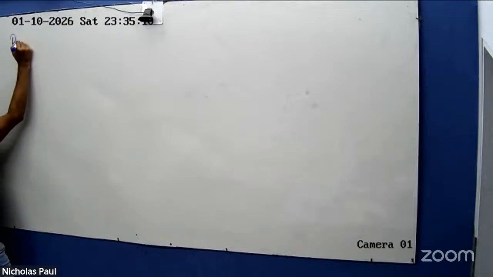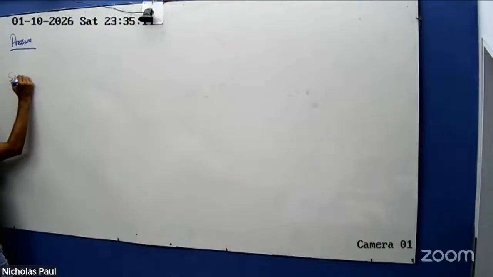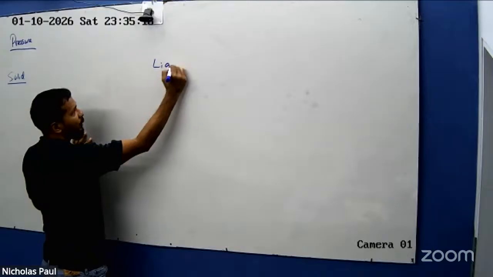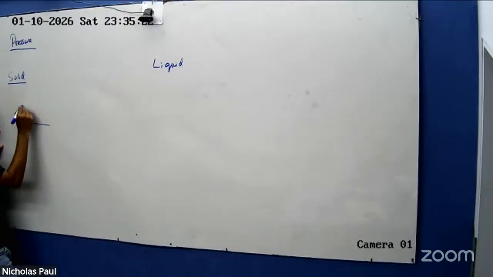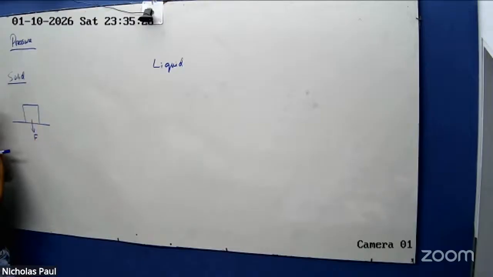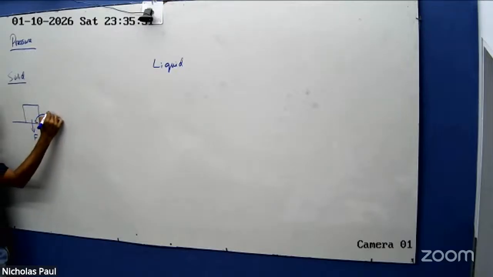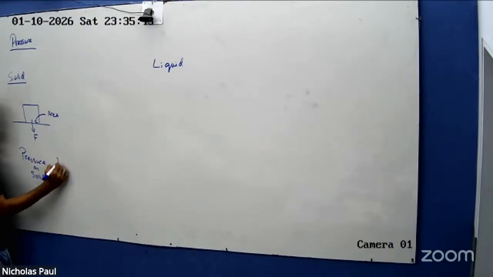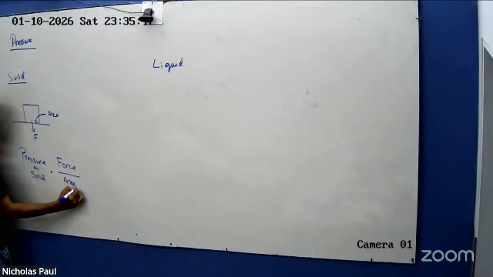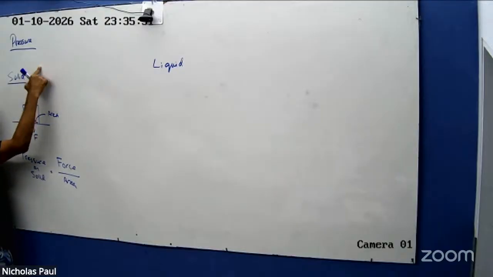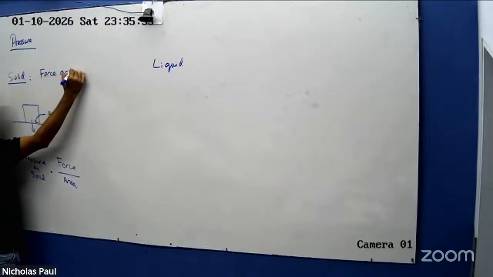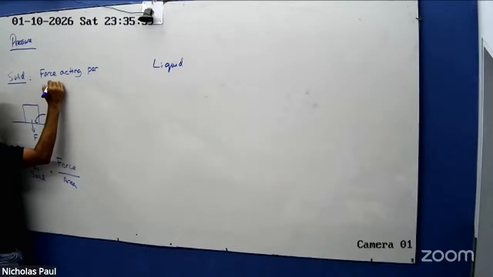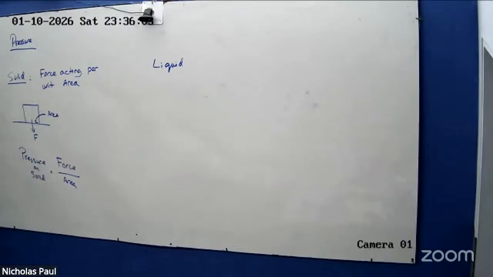All right, so let's take a look at pressure. Right, so as I showed you before, we have pressure in a solid and we have pressure in a liquid. Right? A small example here, if I give you an object, it is exerting a force, and there's also an area. Right? So we learned that pressure on a solid is dependent on the force acting per unit area. Right? So you could put this in words, right? Pressure is force acting per unit area.